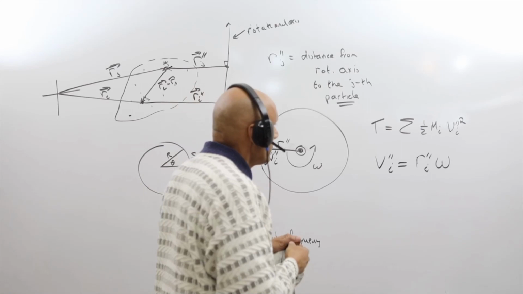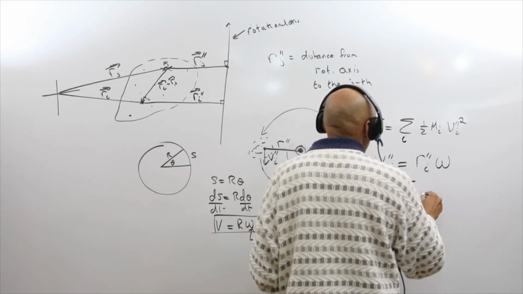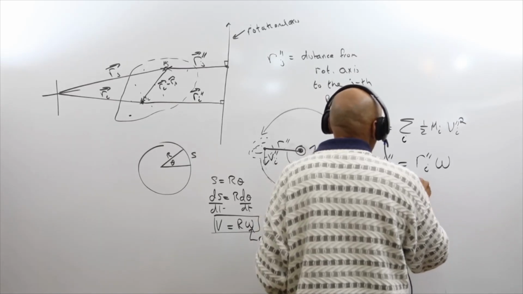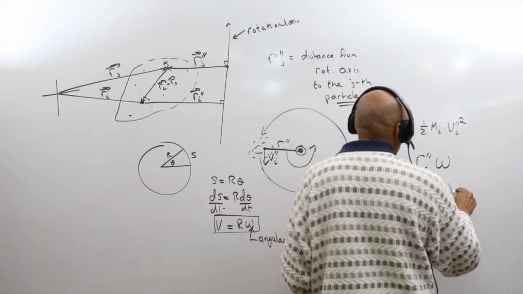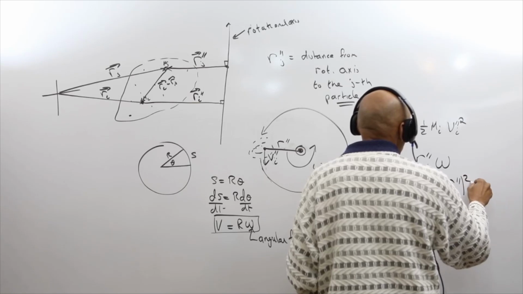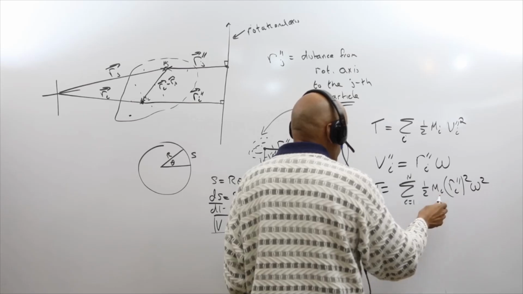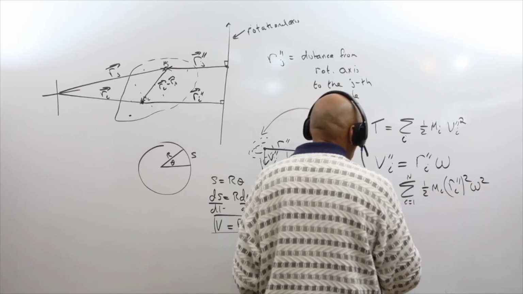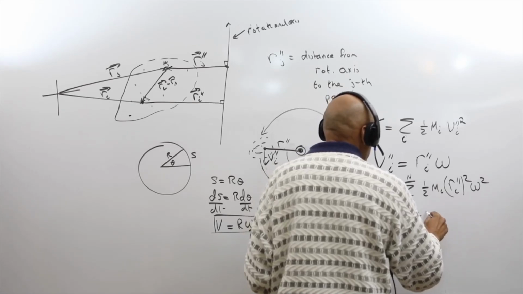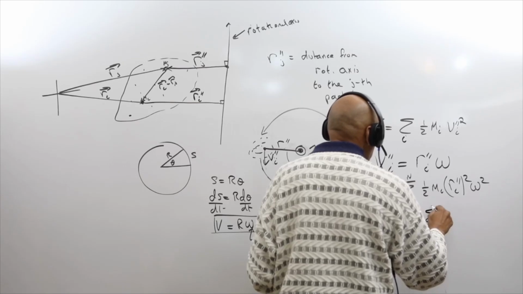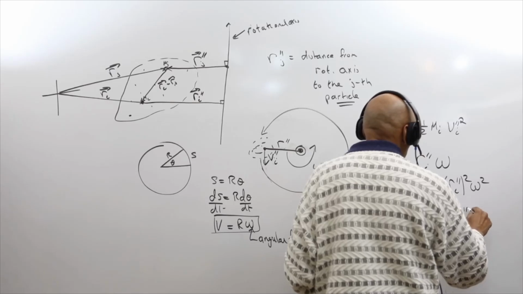So if I do this, our kinetic energy term becomes the sum from i to n of 1/2 m_i. I'm going to plug in this R_i squared, omega squared, because when I plug it in here, it gets squared terms. The omega squared can come out, and the 1/2 can come out, and we're left with 1/2 omega squared times the summation from i equals 1 to n of m_i R_i double prime squared.